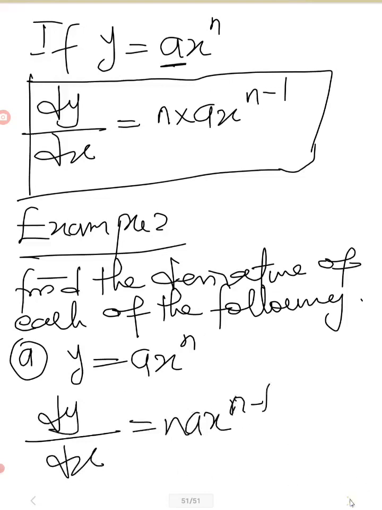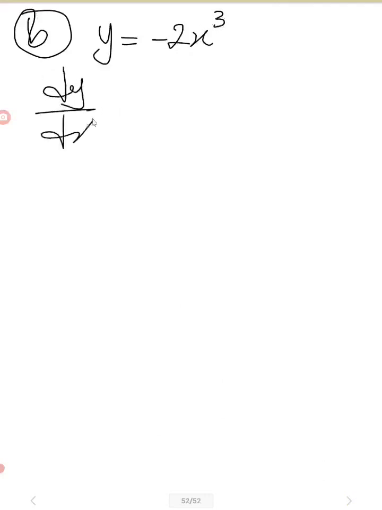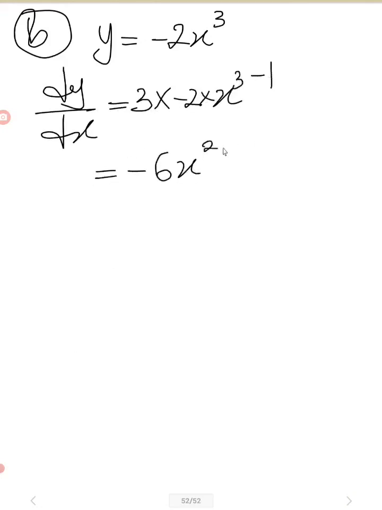So let's solve for b. It says that y is equal to minus 2x raised to power 3. So what you do is dy over dx will be 3 times minus 2 times x to the 3 minus 1, which will be minus 6x raised to power 2. That is the final answer. That is all.